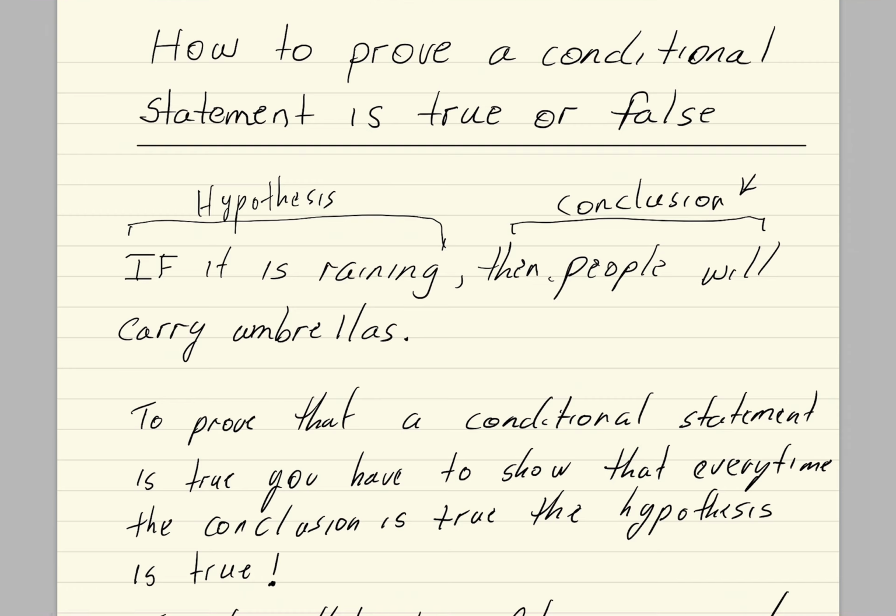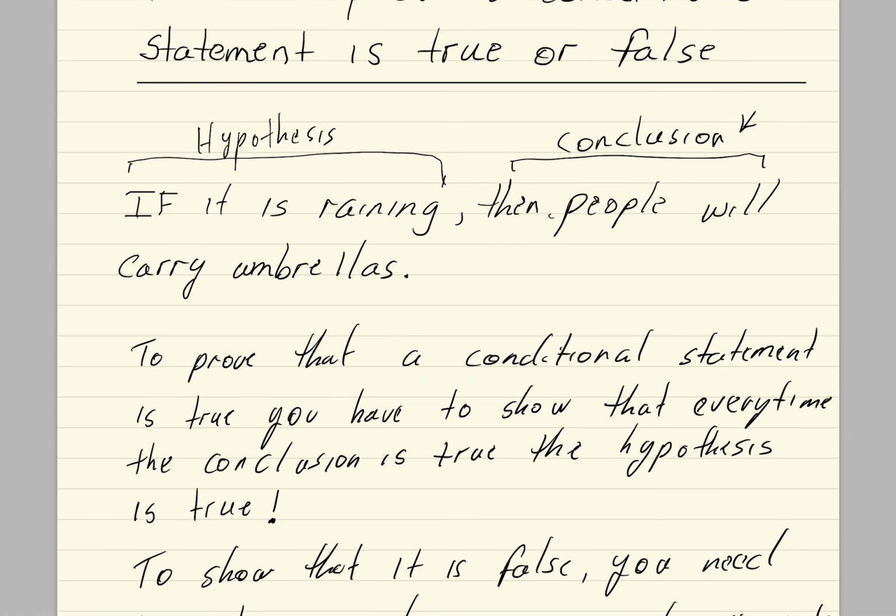So just to go over again, to prove that a conditional statement is true, you need to show that the conclusion is true every time the hypothesis is true. And then to show that it is false, you need to only provide one example, or called one counterexample.